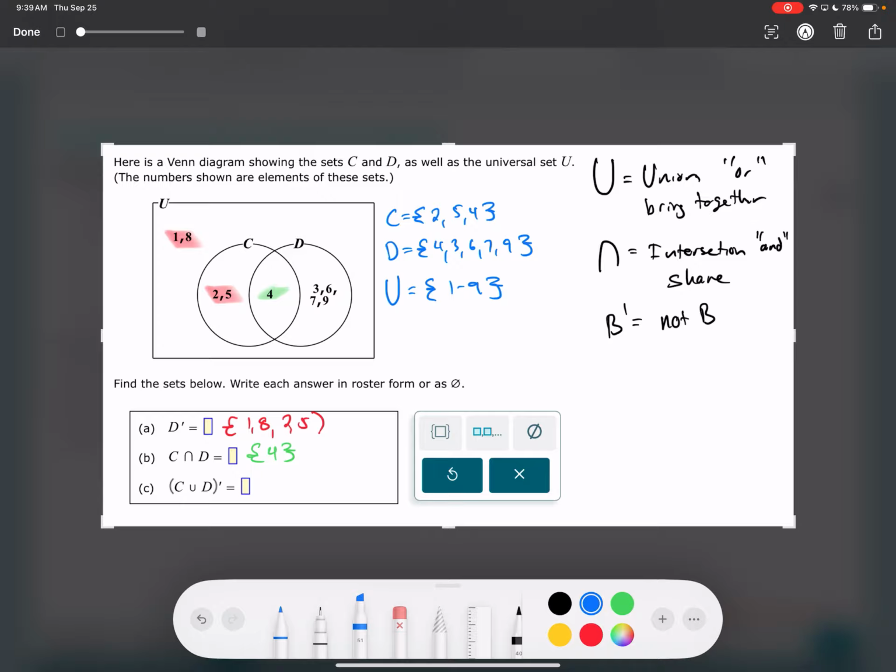C union D. Okay, so C union D would be all of this, right? It's combining C and D, C or D, but then it says the not. Okay, so it's actually not going to be those. It's going to be these. So it's everything that's not in the circles. Everything that's not in C or D. So it would be 1 and 8. So you just had to be careful.